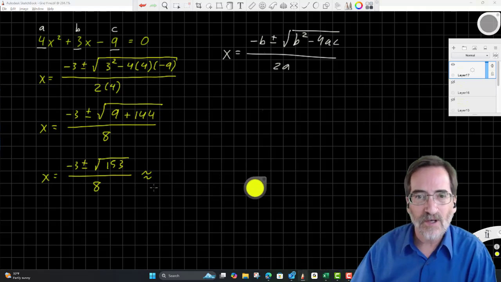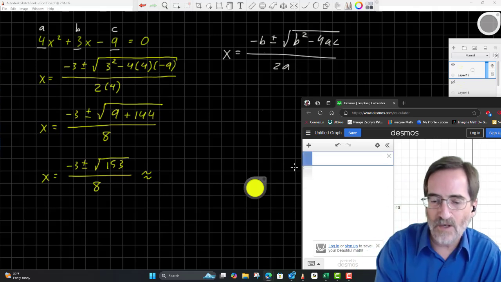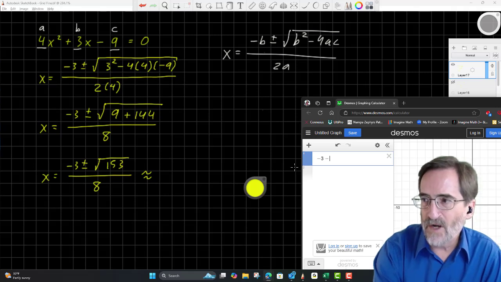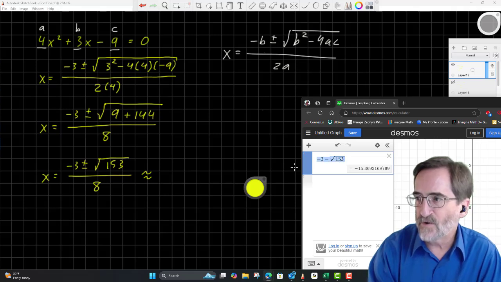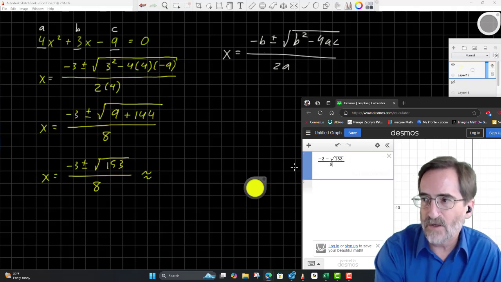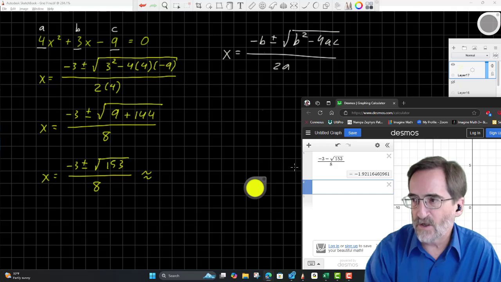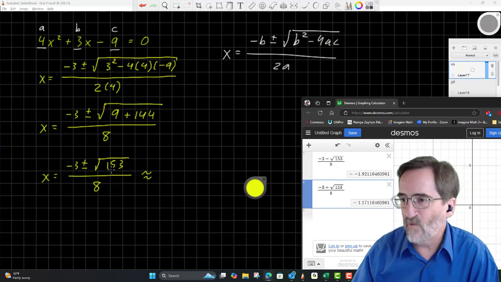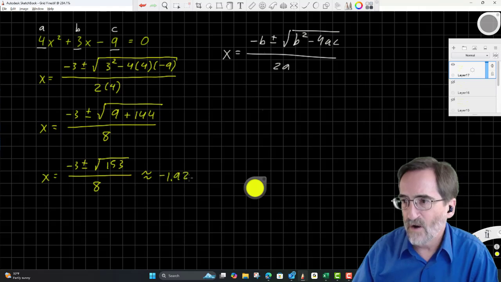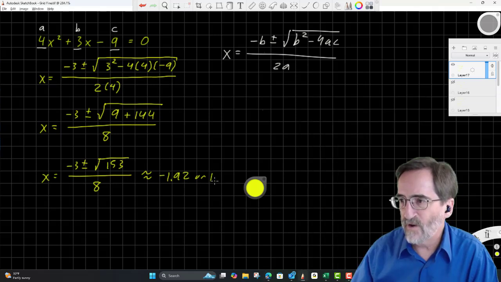Let's go ahead and do the approximate answer using our calculator. So just like before, SQRT is square root. So negative 3 minus SQRT 153. Hold down the shift and left arrow until the whole thing is selected. Put it over 8, divide 8. Okay, you can now copy, Control C and Control V, the whole thing and just replace the minus with a plus to get the other answer. So negative 1.92 or 1.17.